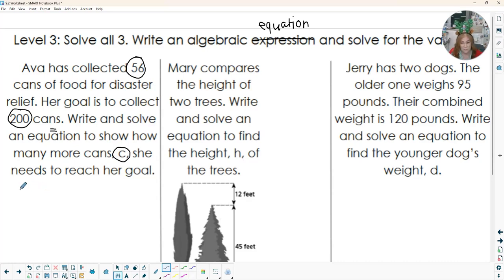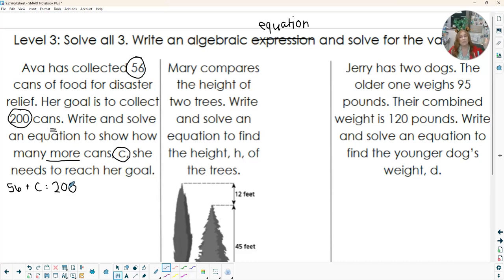It doesn't matter which one you do, but you have to have one of them that's correct. So we could take 56 and I can add on C, right? 56, and she needs this many more. She needs C more. And that's going to equal a total of 200. 56 plus however many cans she needs to equal a total of 200.